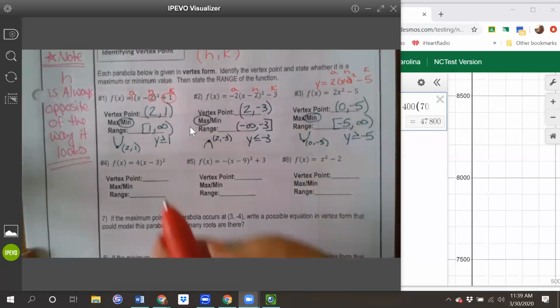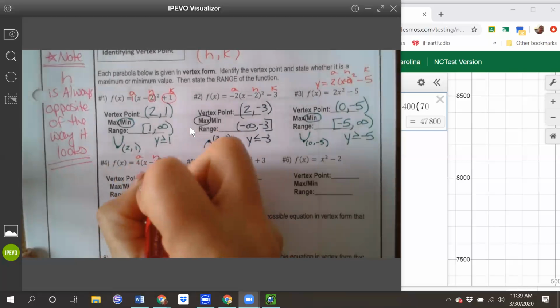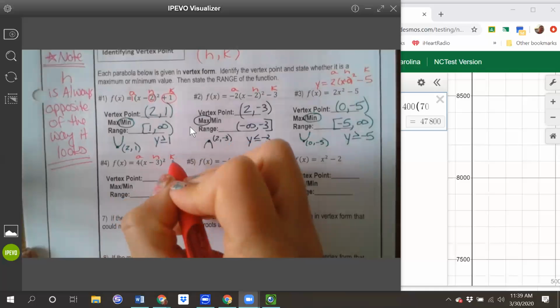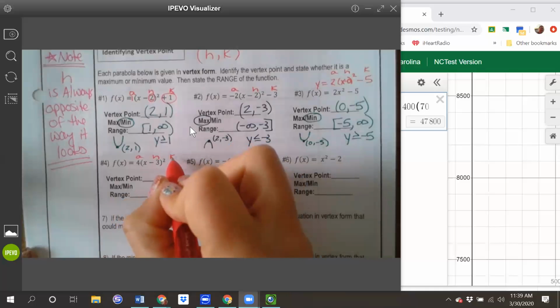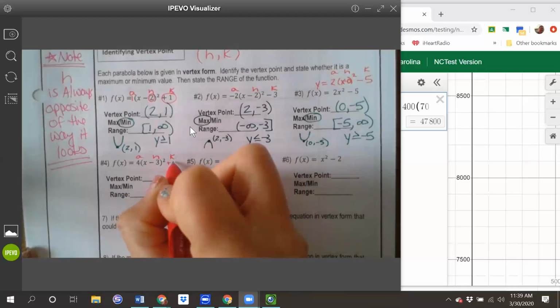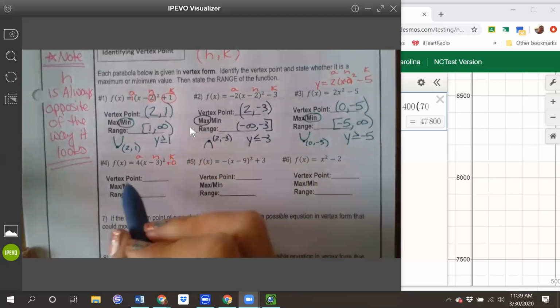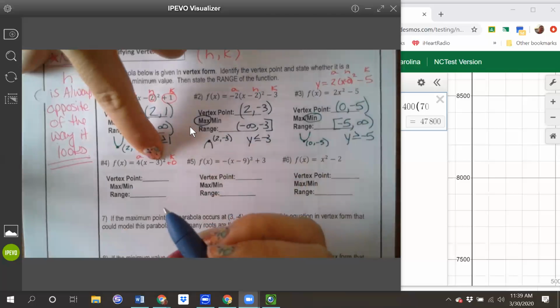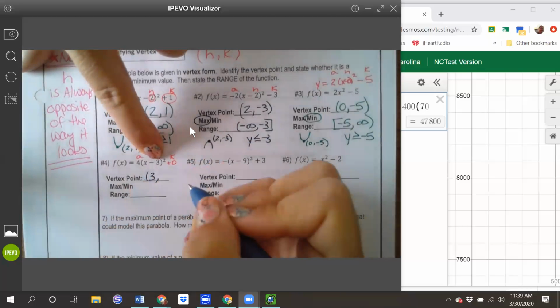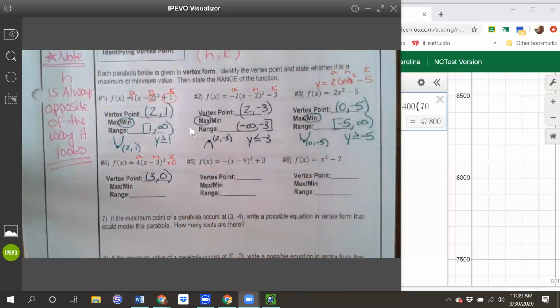Take a look at number 4. You've got A, H, and K. Who's K if it's missing? That would just be plus 0. So your vertex point is going to be opposite. So positive 3 comma 0.